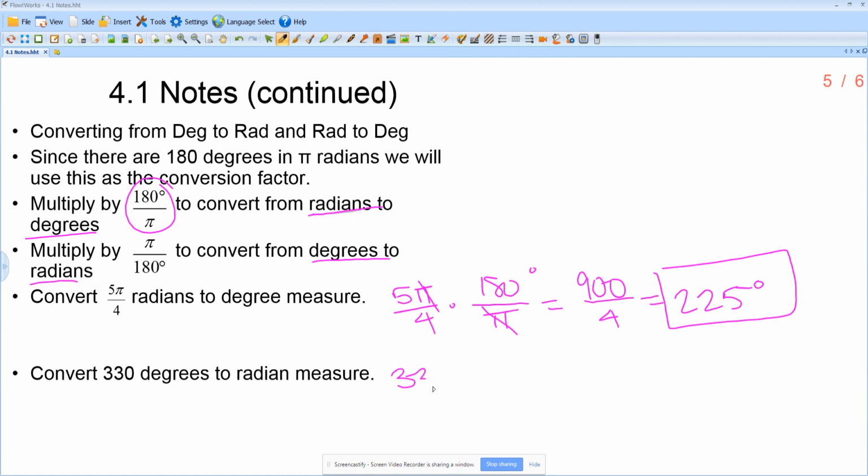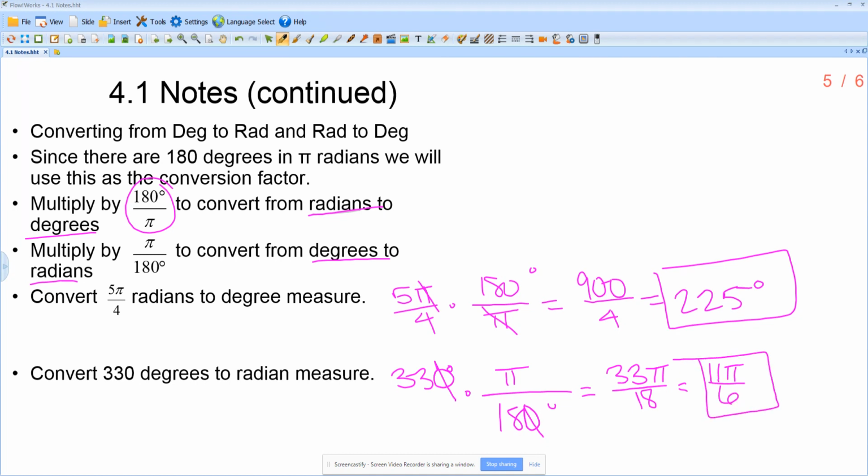330 degrees, which is not what I wrote, 330 degrees times, I'm trying to get rid of degrees, so I know that that will be on bottom, pi will be on top. In this case, it's not exactly about multiplying, it's simply about cross-reducing. The 0 over 0 will cancel, so I'm left with 33 pi over 18, which reduces further because 3 goes into both of these. So this is 11 pi over 6, or 11 over 6, and you could put the pi at the end.